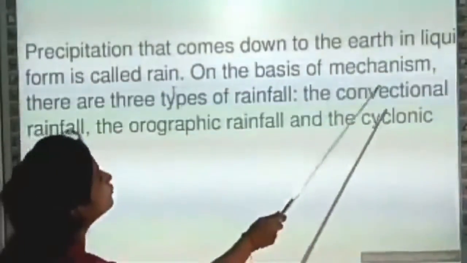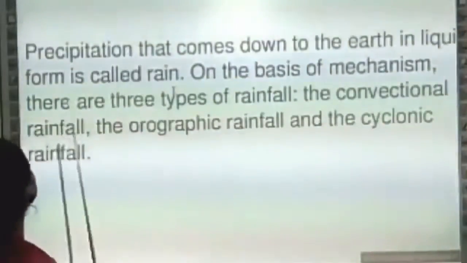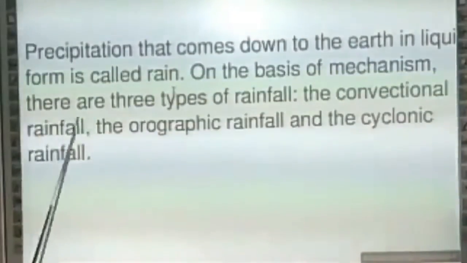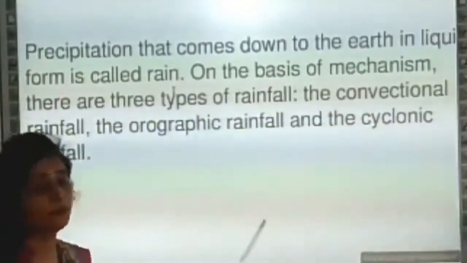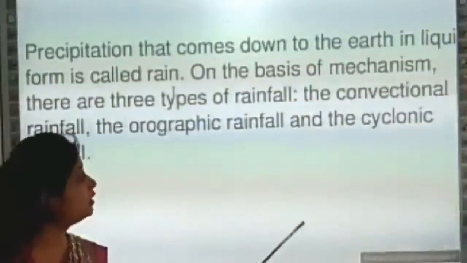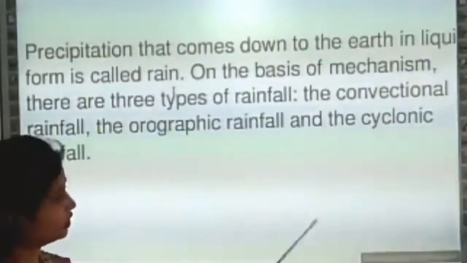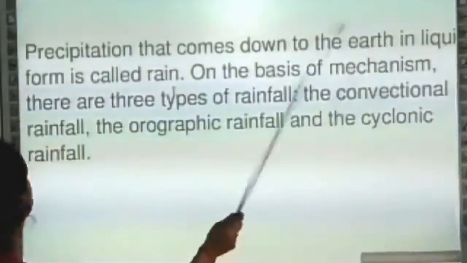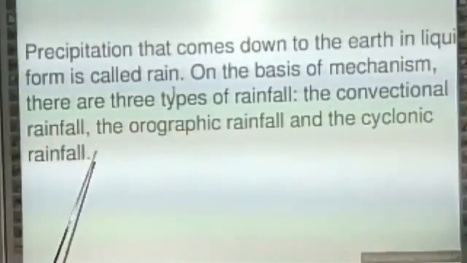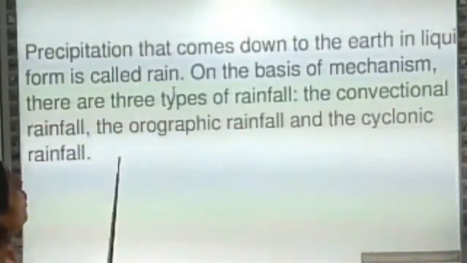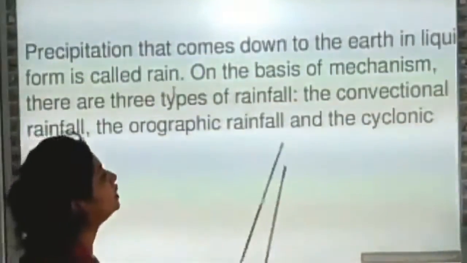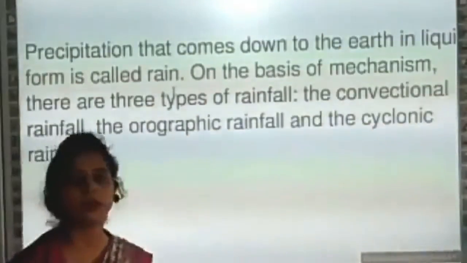On the basis of how it is caused, there are three types of rainfall. First, convectional rainfall. Second, orographic rainfall. And third, cyclonic rainfall. These are the three types of rainfall.